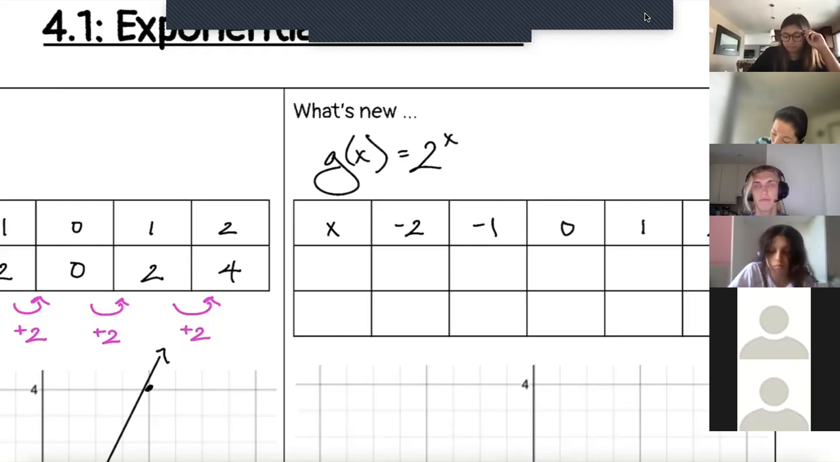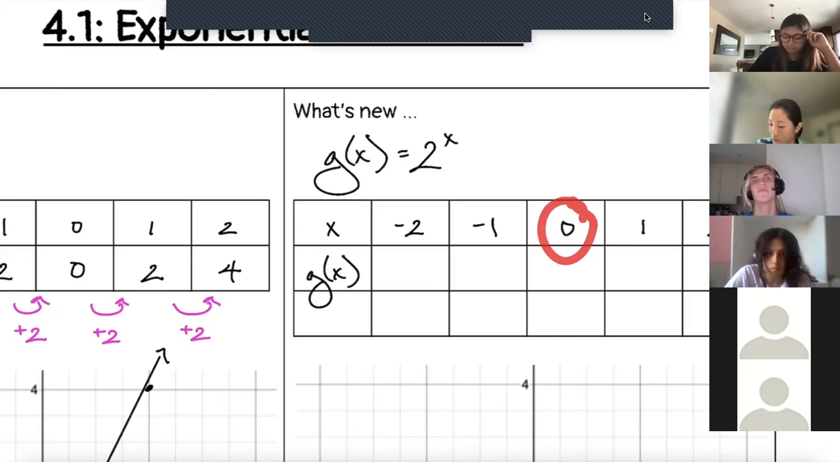And so if we were to think about what our g of x gives us, right? Let's actually start with 0 this time. Sorry, the lag is kind of annoying. So let's start with the 0 this time, okay?